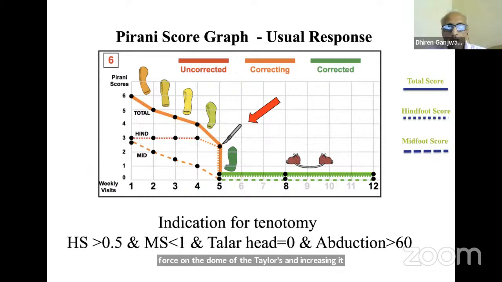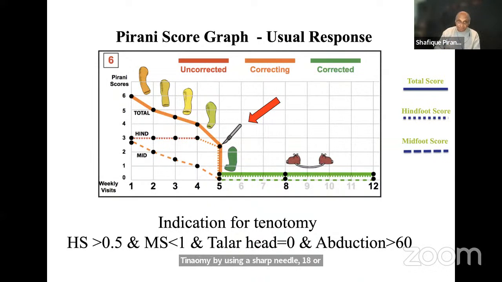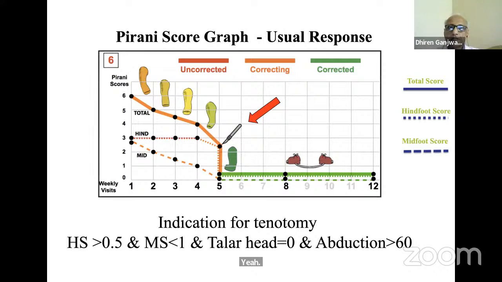Okay. Then there is a question about needle tenotomy. I'm not sure whether you are aware about the tenotomy by using a sharp needle, 18 or 20 gauge. I've read the papers. I've never done it. Can you tell your views about that?